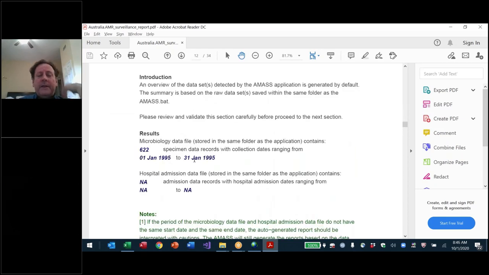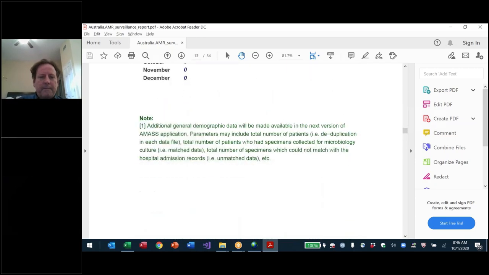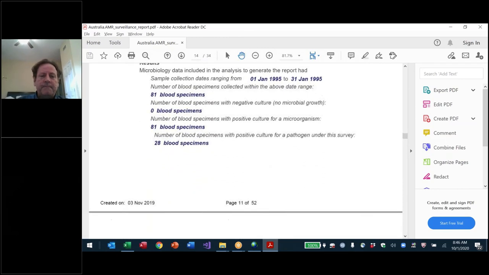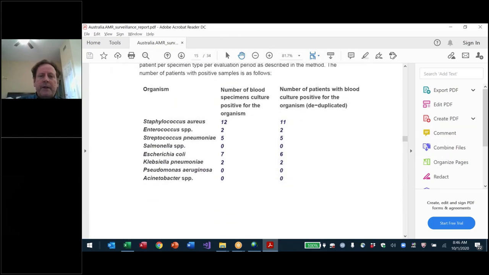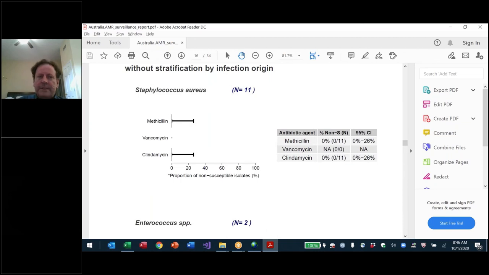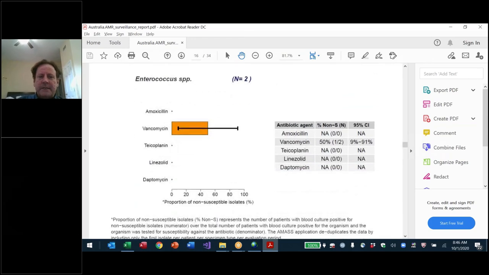Great, here's some data. This is actually the WHONET sample database. So I ran this on my WHONET data. 622 isolates, this is the WHO test data from January 1995. 622 isolates in January, it's the WHONET normal data. Go down further and more, talk, 81 blood cultures. Staph aureus, 12 blood cultures from 11 people. And then you start to see, not everything. You see a subset of pathogens and resistances, methicillin resistance, enterococcus.